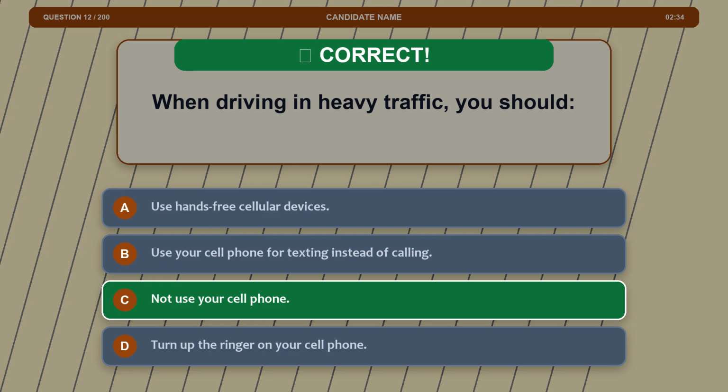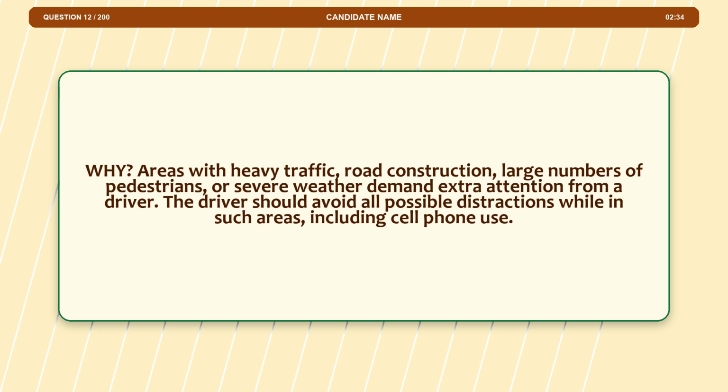The correct answer is option C, not use your cell phone. Explanation: areas with heavy traffic, road construction, large numbers of pedestrians, or severe weather demand extra attention from a driver. The driver should avoid all possible distractions while in such areas, including cell phone use.